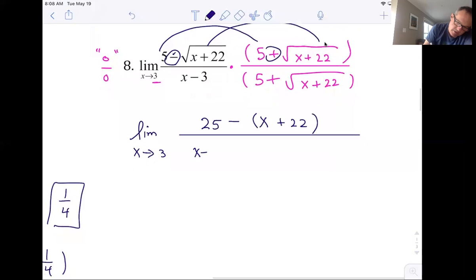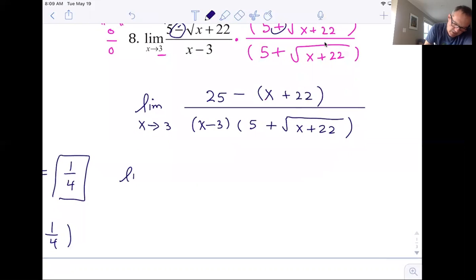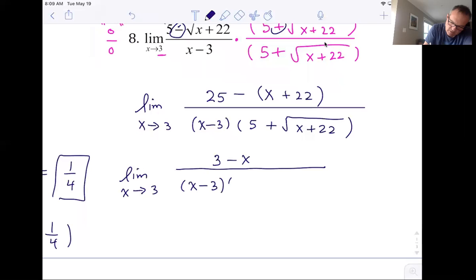Remember, the denominator, do not multiply them out. We want to cancel out that x minus 3. That's creating a 0 downstairs. That's our problem. Okay, so let's clean up the numerator. Again, we haven't done the limit yet, so it's a pain, but we've got to keep bringing that down. If you look up top, I've got 25 minus (x plus 22). That's 3 minus x, and I still have the denominator. I'm going to write it out.